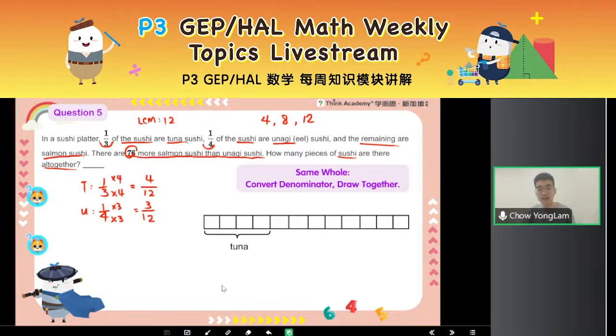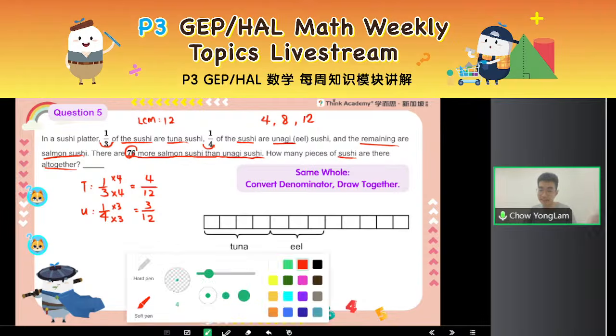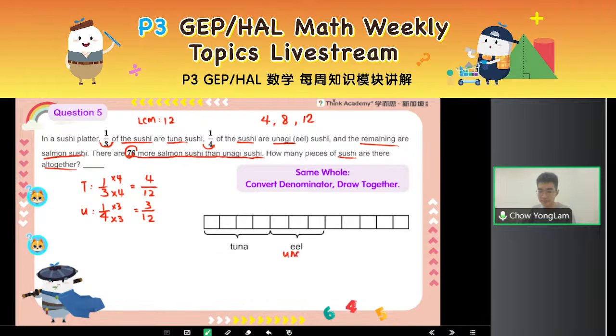4/12 is tuna. So I'll label 4/12 here. 3/12 is unagi, so 3 of the units are unagi or eel, right? They mean the same thing. Okay, and the remaining are salmon sushi, right? So the remaining is salmon. Now, we label everything in the fraction model. It's time to check what is the value of 1 unit.